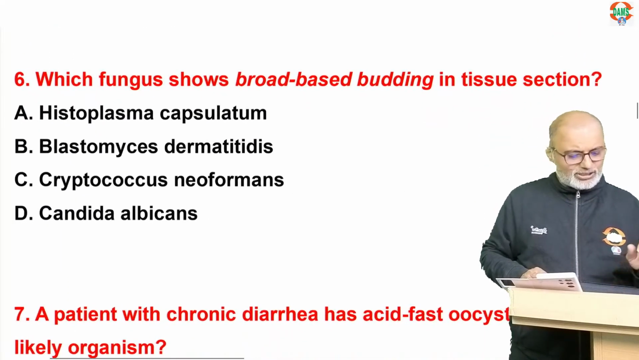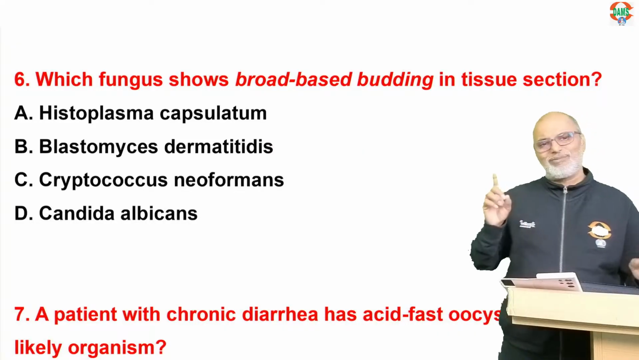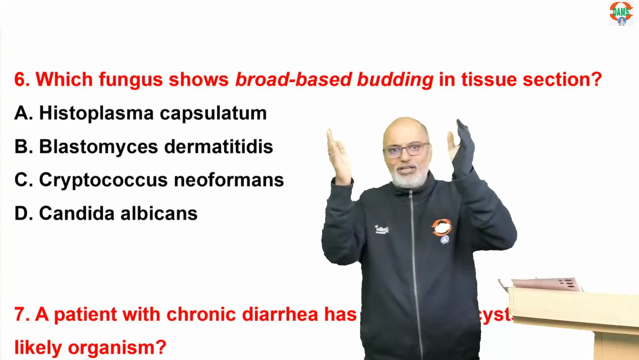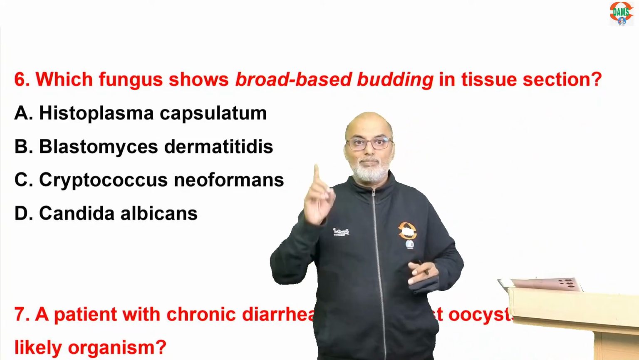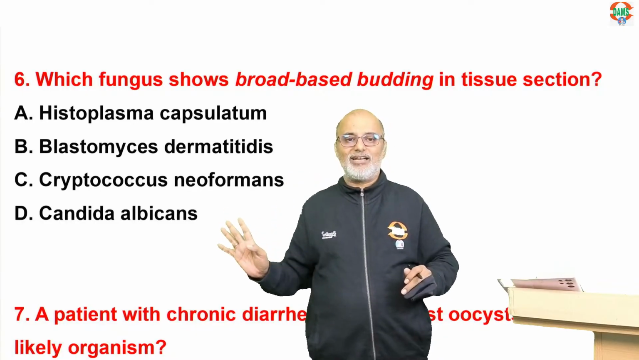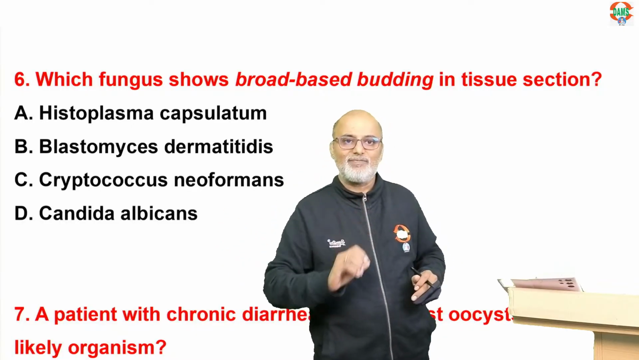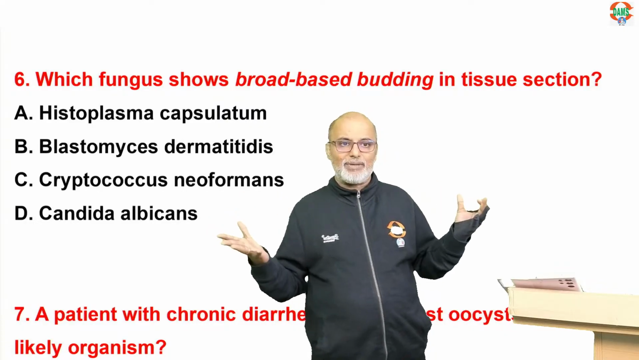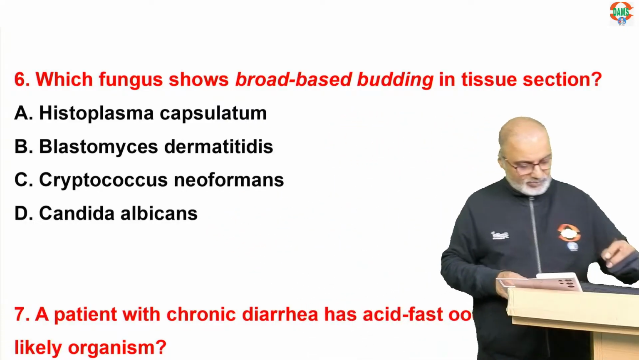Which fungus shows broad base budding? Always remember, I used to tell you BBB: broad base budding cell is Blastomyces. Figure of 8, snowman appearance. See here, Blastomyces.